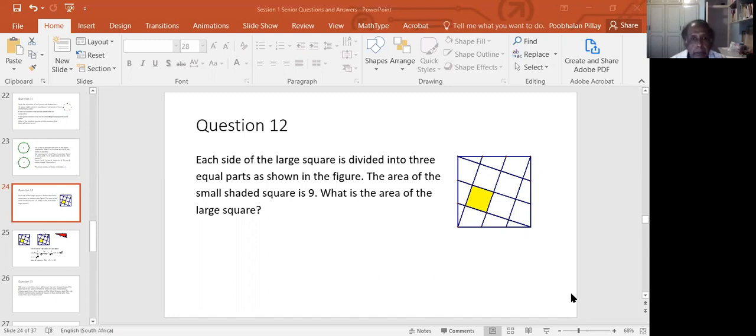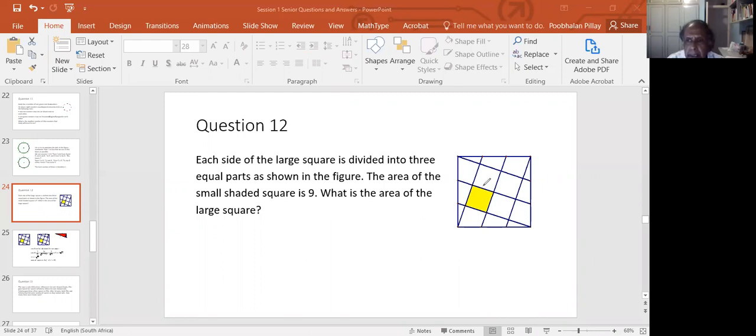All right, so the question is, you got the area of the small square, and you want to find the area of the large square. So how do we do that? How do we do that? Well, we know that the area of the small square is 9. So what does this mean?